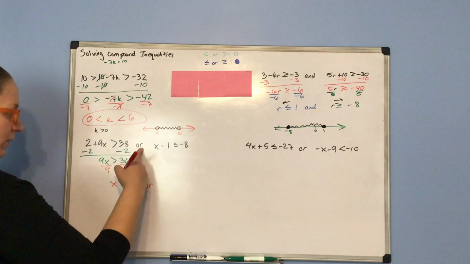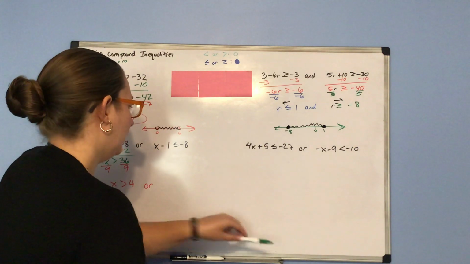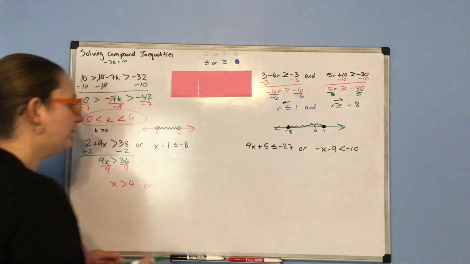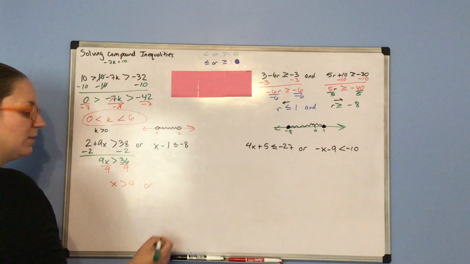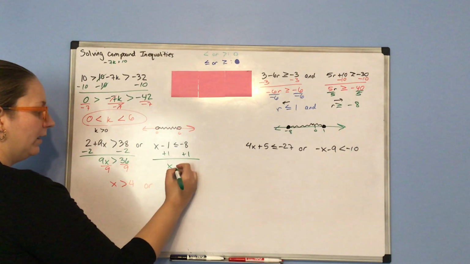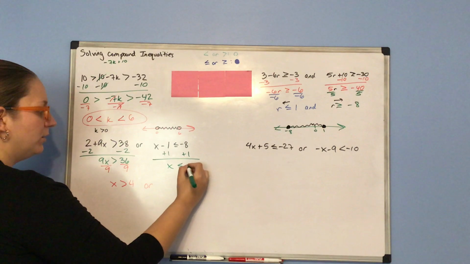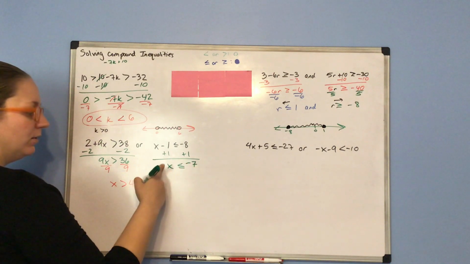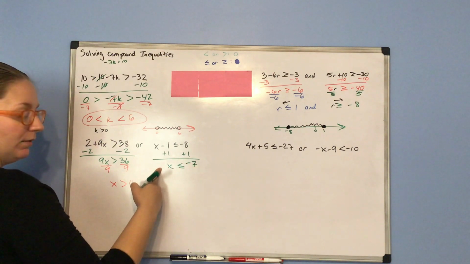Or, because we have the word or between, we get whatever happens with the other one. All I need to do here to get x by itself is to add 1 to both sides. I get x less than or equal to negative 7. No need to divide because there's not a number in front of x that's not 1.